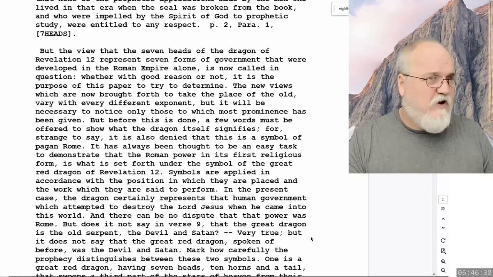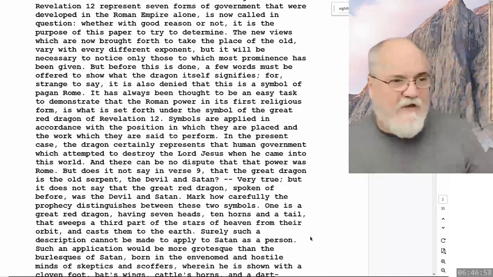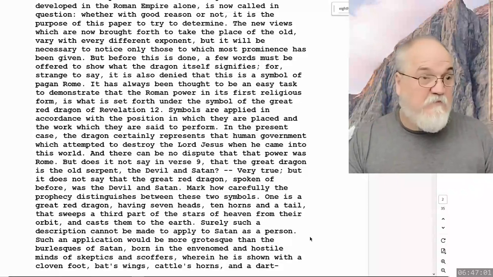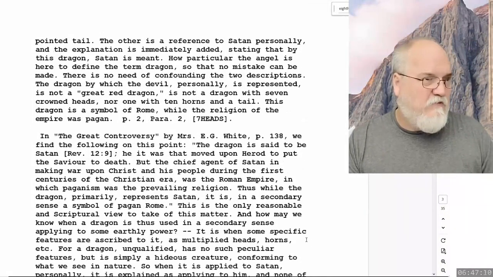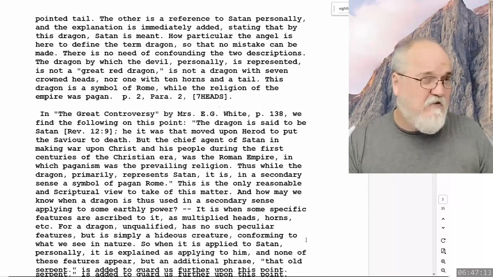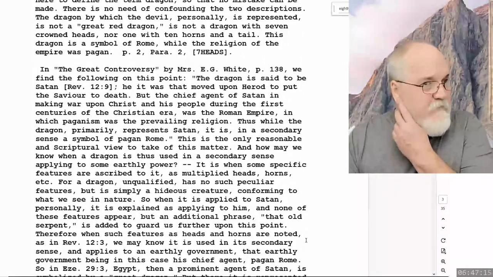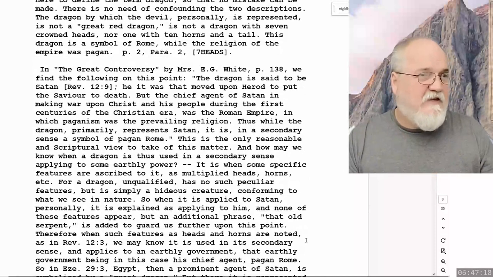The new views which are now brought forth to take the place of the old vary with every different exponent, but it will be necessary to notice only those to which most prominence has been given. But before this is done, a few words must be offered to show what the dragon itself signifies. Now he's going to go through and show that the dragon represents pagan Rome, primarily Satan. He's going to give the quote that Ellen White has, that we looked at before, where it says, let me see, in the Great Controversy, where she says, the dragon is said to be Satan.